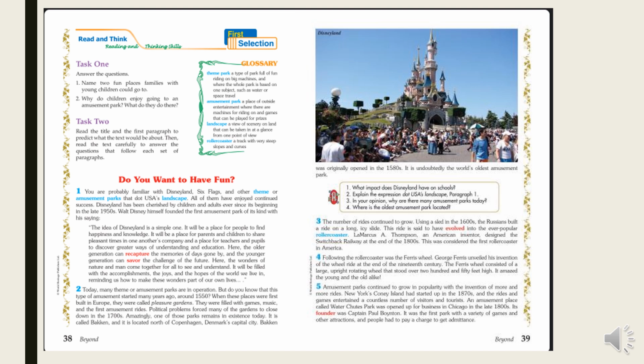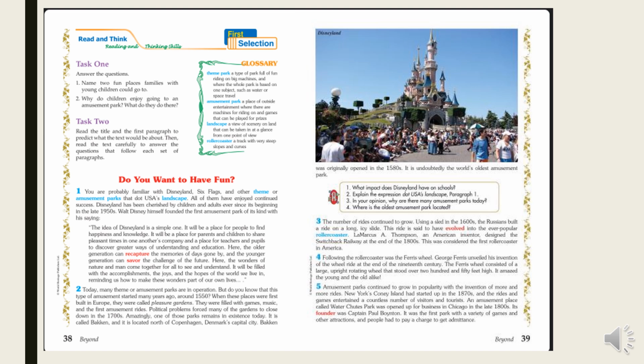Amazingly, one of those parks remains in existence today. It is called Bakken, and it is located north of Copenhagen, Denmark's capital city. Bakken was originally opened in the 1580s. It is undoubtedly the world's oldest amusement park. So this park is one of the oldest amusement parks in the world. The number of rides continued to grow. Using a sled in the 1600s, the Russians built a ride on a long icy slide. This ride is said to have evolved into the ever-popular roller coaster.